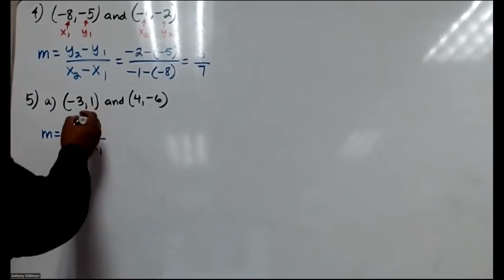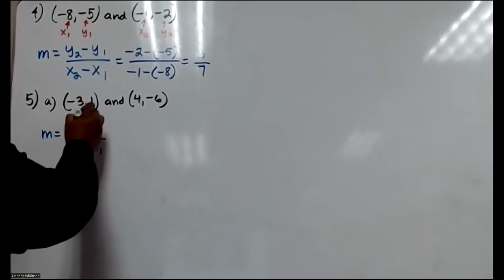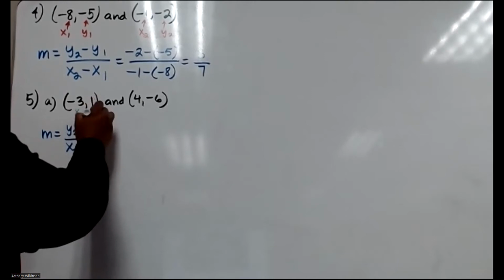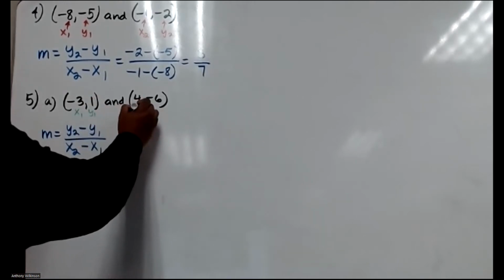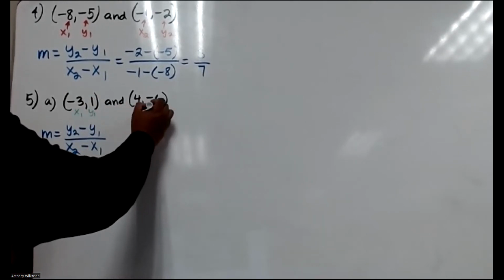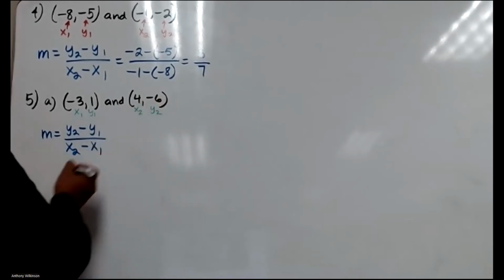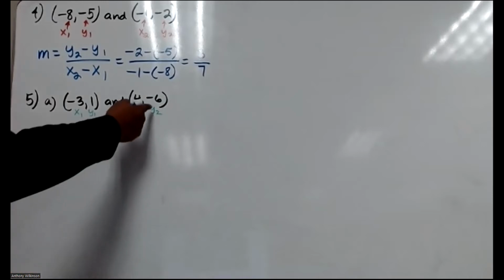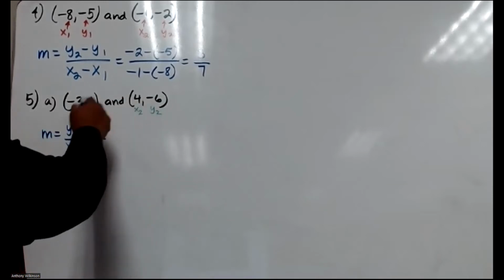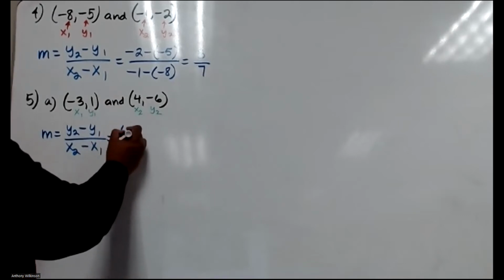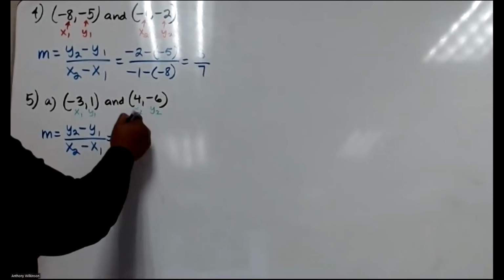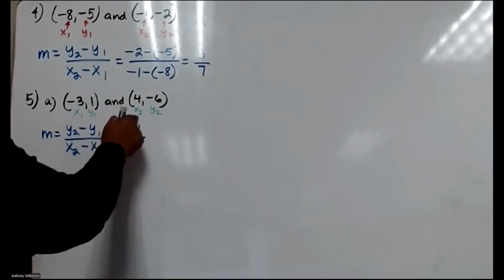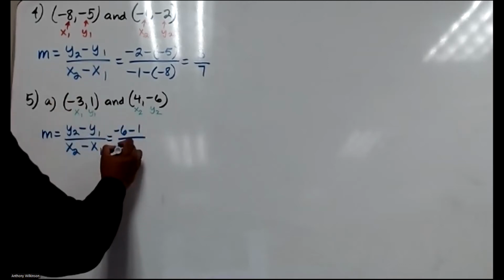In this case, for the first ordered pair, x1 will be negative 3, y1 will be 1. For the second ordered pair, x2 is 4 and y2 is negative 6. So here, y2 minus y1, that's negative 6 minus 1, divided by x2 minus x1, 4 minus negative 3.